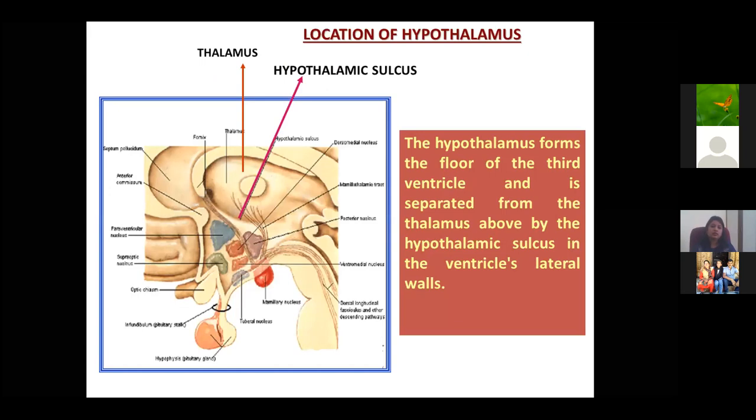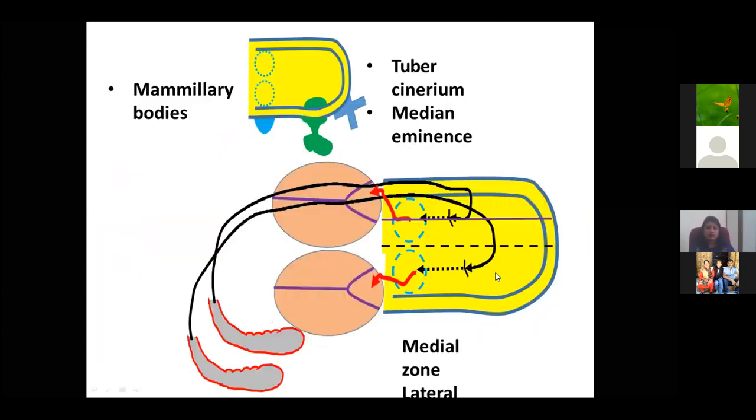So these are the various nuclei of the hypothalamus. So this is the thalamus here and this is the hypothalamus. It forms the floor of the third ventricle and is separated from the thalamus above by the hypothalamic sulcus in the ventricle's lateral walls. So these are the mammillary bodies, tuber cinereum, median eminence.